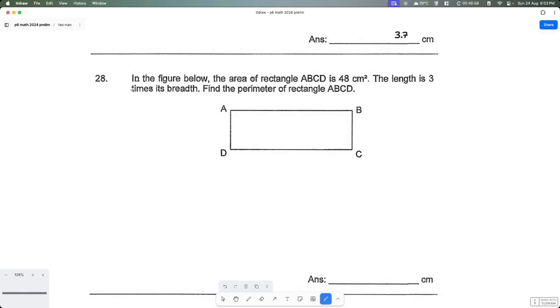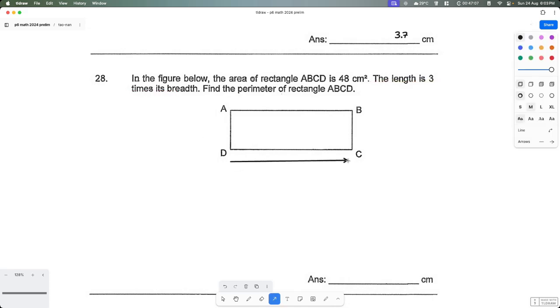All right, so question 28. In the figure below, the area of the rectangle ABCD is 48 centimeters square. The length is 3 times its breadth. So this over here is 3 times, right? So that means this is 3 units. So AD is 1 unit as well. Over here, 1 unit. Okay, so find the perimeter of rectangle.